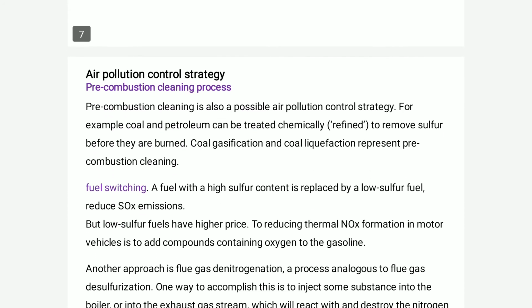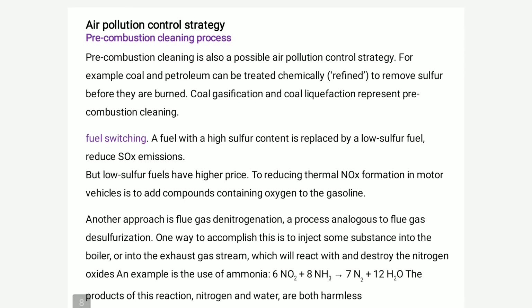Air pollution control strategies. Pre-combustion cleaning process. Pre-combustion cleaning is also a possible air pollution control strategy. For example, coal and petroleum can be treated chemically, refined to remove sulfur before they are burnt. Coal gasification and coal liquefaction represent pre-combustion cleaning.